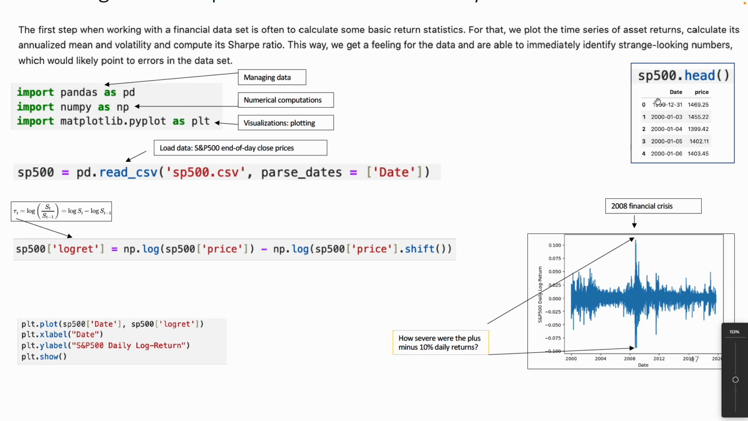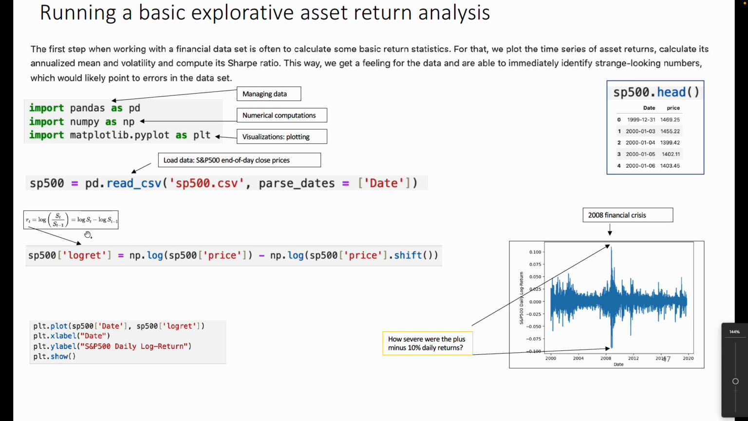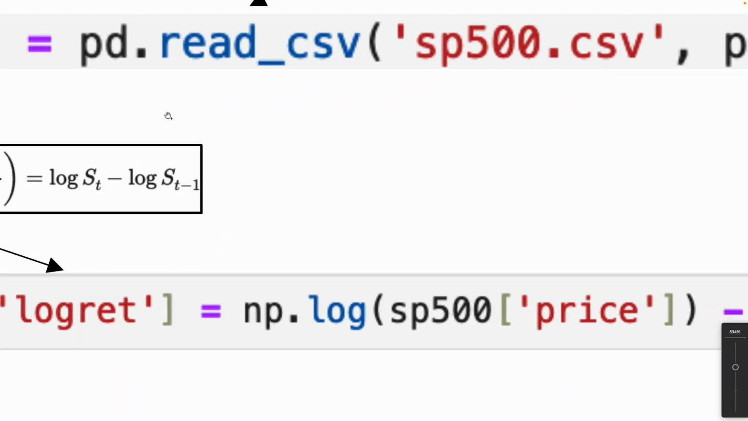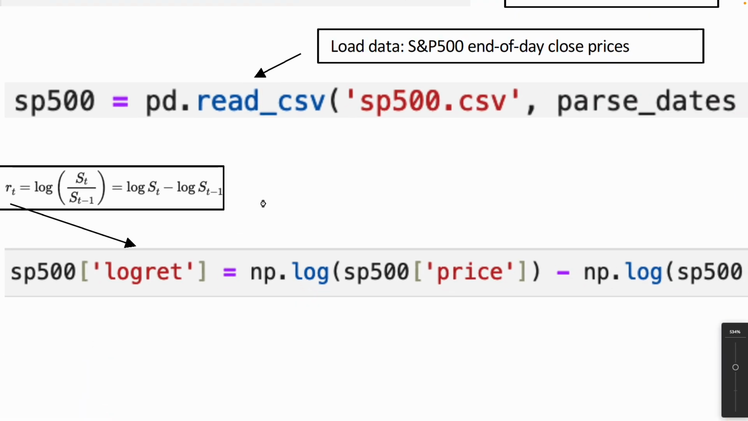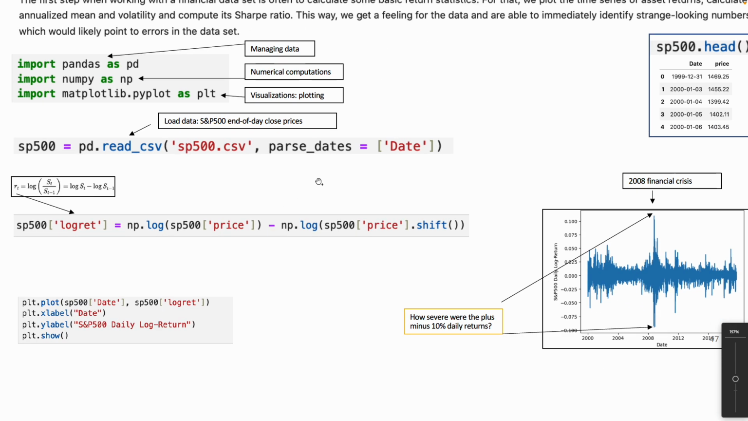Given that our ordering is past on top, most current on the bottom, shift goes up here by 1 unit. And therefore what we're implementing here is exactly the formula: log S_t minus log S_{t-1}, and we call that here log return. Good. So now we have our return.